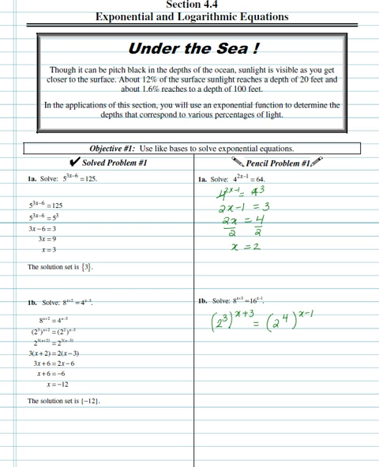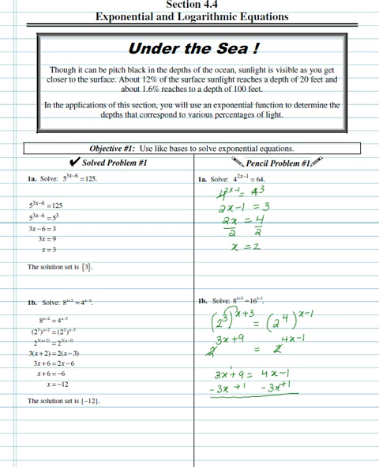I'm going to go ahead and distribute the 3. So this becomes 2 to the power 3x plus 9 is equal to 2 to the power 4x minus 4. When the bases are the same, I simply work with the powers, which is going to be 3x plus 9 is equal to 4x minus 4. I add 4 on both sides and subtract 3x on both sides.